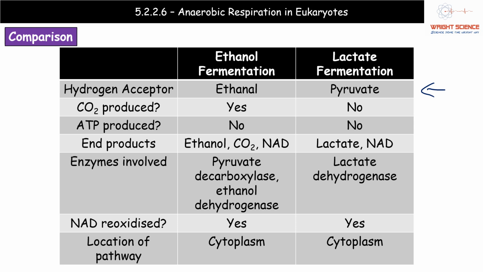Okay, quick recap of our little table here then. Ethanol fermentation on the left, lactate fermentation on the right. So we do have that different hydrogen acceptor. We do have a difference in whether carbon dioxide is produced or not. Similarity that neither produces ATP there. Obviously, different end products, as we can see in the table, and different enzymes will be involved in that. Similarity in terms of the fact the NAD will be reoxidized in both cases, and the similarity that they're both taking place in the cytoplasm. So we've got similarities, we've got differences. As I say, really nice comparison question that could come up on papers there.